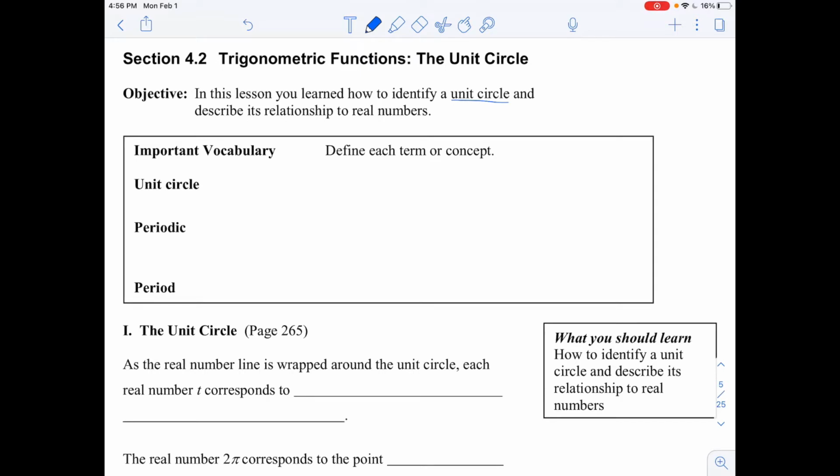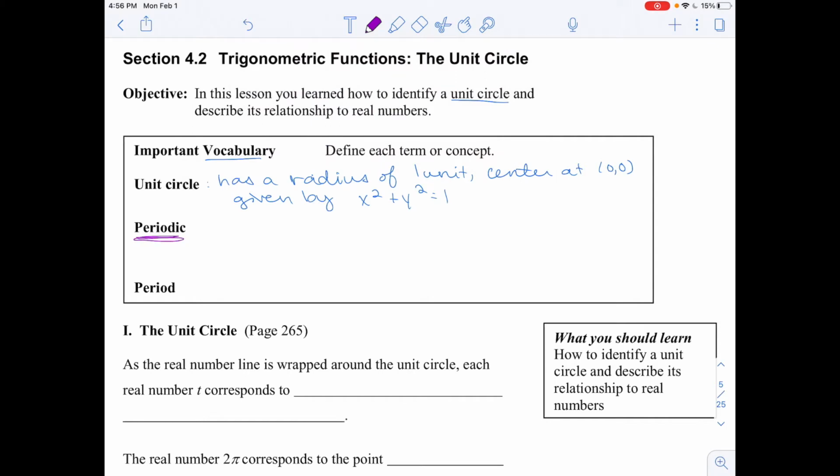First of all, here's our important vocab. A unit circle has a radius of 1 unit. That's why it's called the unit circle, not units circle. And it has a center at the origin, 0, 0. And it's given by the most standard circle equation, x squared plus y squared equals 1.